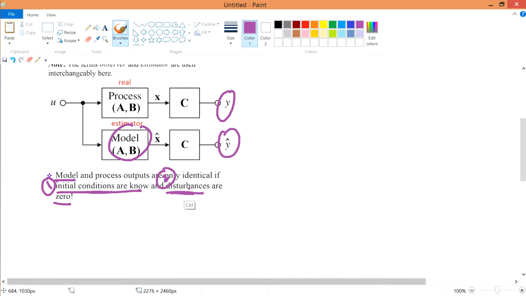Because if you have disturbances, you cause your y and this y over here to always have a difference. You have disturbance within your own system, and you also have disturbance within the processor system. So the disturbance actually causes your system to go haywire. So you have to take note of these things.